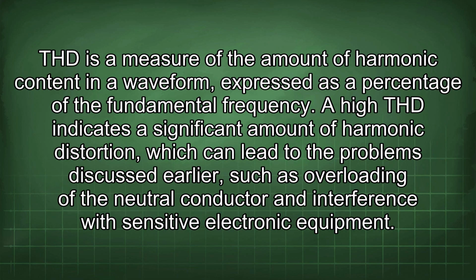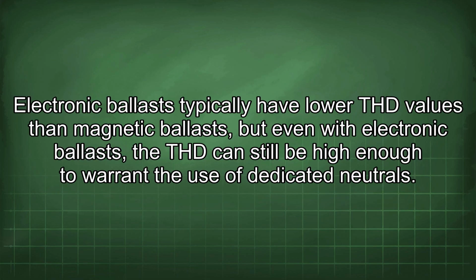The concept of total harmonic distortion, or THD, is also relevant in this discussion. THD is a measure of the amount of harmonic content in a waveform, expressed as a percentage of the fundamental frequency. A high THD indicates a significant amount of harmonic distortion, which can lead to the problems discussed earlier, such as overloading of the neutral conductor and interference with sensitive electronic equipment. Electronic ballasts typically have lower THD values than magnetic ballasts, but even with electronic ballasts, the THD can still be high enough to warrant the use of dedicated neutrals.